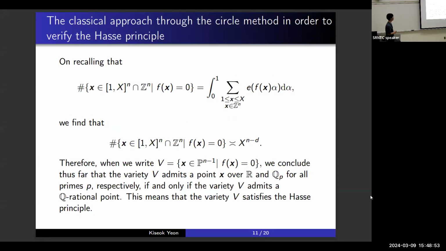Okay, record that the number of integer solutions satisfying f of x equals 0 is the same as this mean value. And we just obtained that this mean value has magnitude x to the n minus d. So that means the number of integer solutions has magnitude x to the n minus d. It is not 0, so we just found an integer solution of f of x equals 0 under the assumption that f of x equals 0 is everywhere locally solvable. So we just proved this variety satisfies the Hasse principle, under the assumption that we have enough number of variables. Okay, that's the classical approach, the circle method.